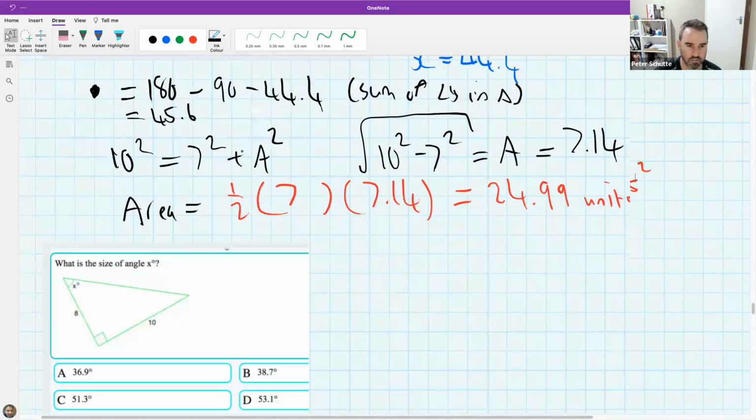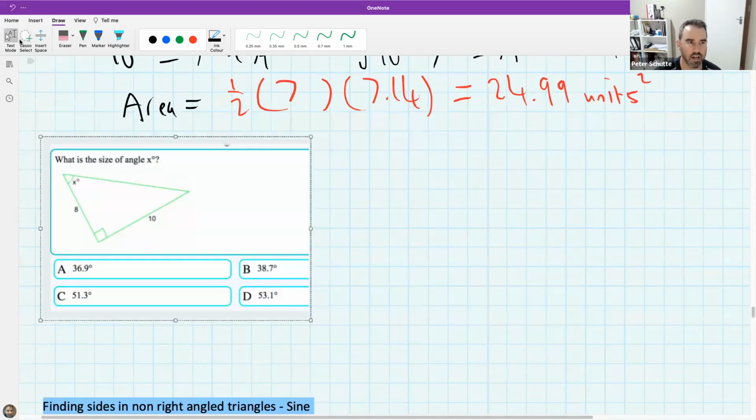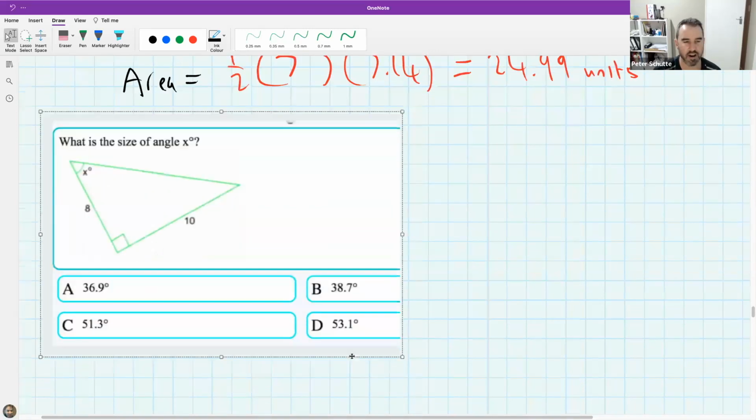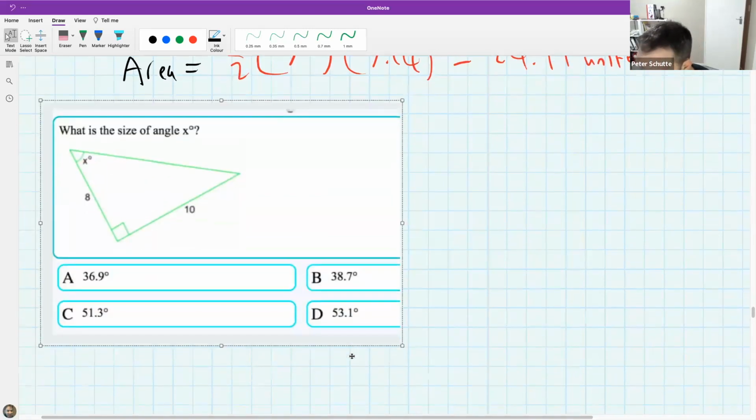Let's do another one of these. So over to you guys. Can you find me the angle X in this right angle triangle?